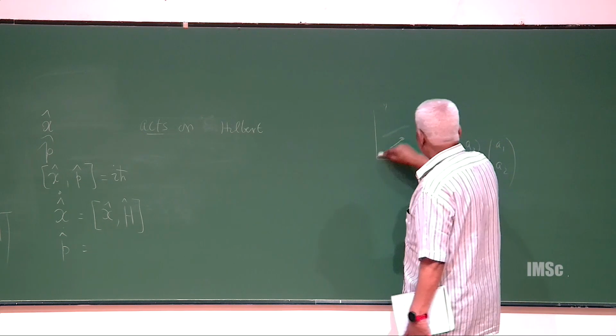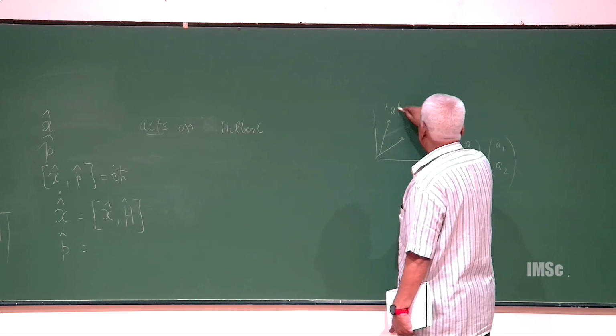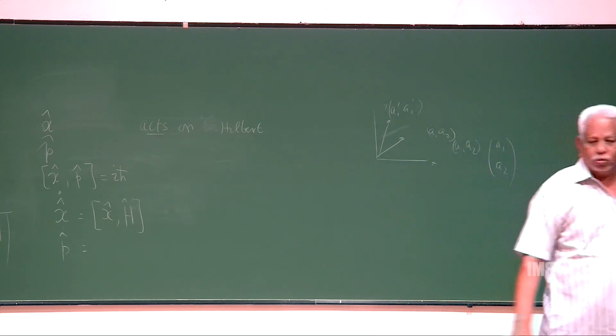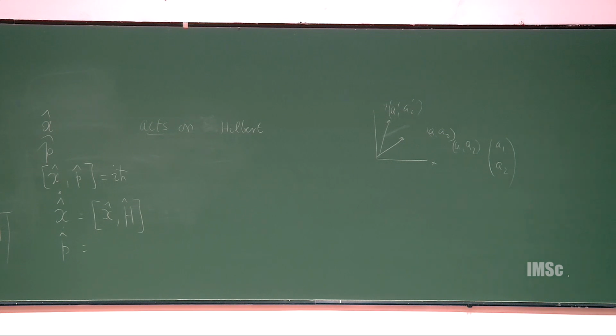a1 a2 goes to a1 prime a2 prime. Okay, a1 a2 goes to a1 prime a2 prime. What is it you have done? You have taken the vector and moved to this thing. So that vector, as a function of time, it can go from this time. You can even take it as a curve, okay, as a function of time. That's what has happened.